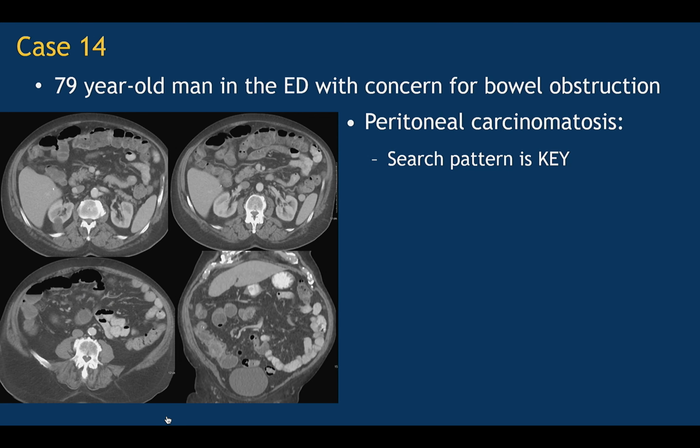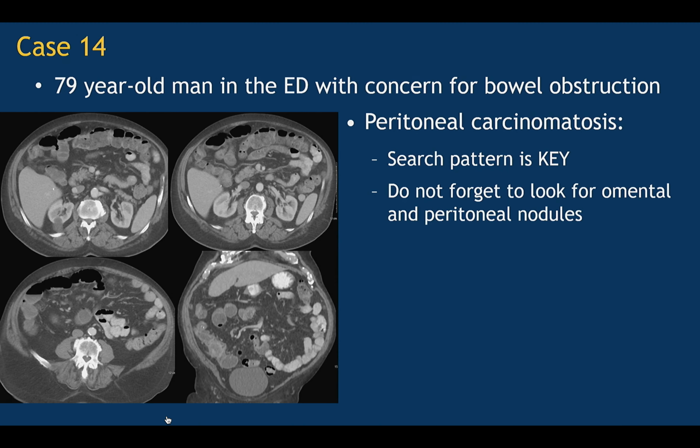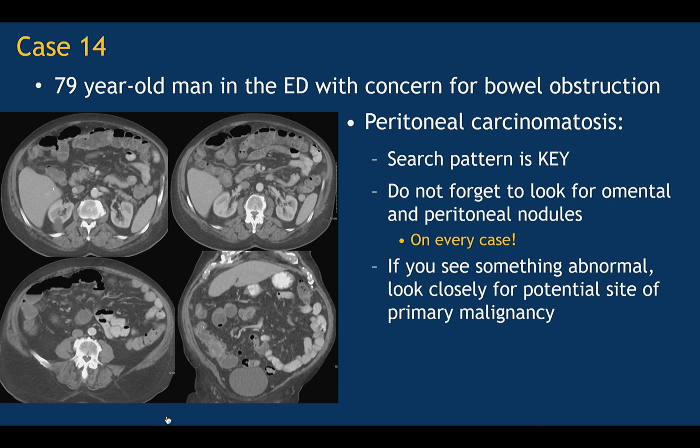With peritoneal carcinomatosis, we know search pattern is key. The omentum can be a blind spot for us. It's important to look for omental and peritoneal nodules on every case, not just our oncologic follow-up, but every case. If you see something abnormal, look closely for a potential site of primary malignancy.